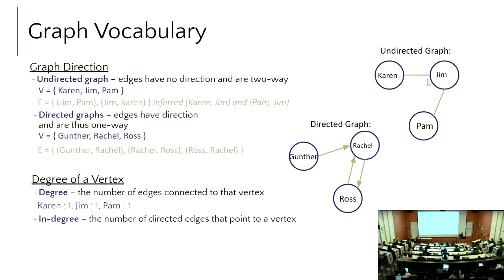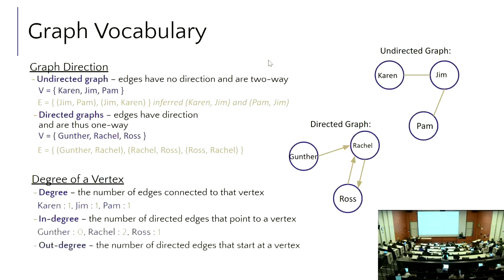We would say degree when they're not directed, but we call them in degree and out degree when they are directed. So poor Gunther has an in degree of 0, but an out degree of 1. And again, I should really change this. Rachel has, sorry, an in degree of 2 and out degree of 1.